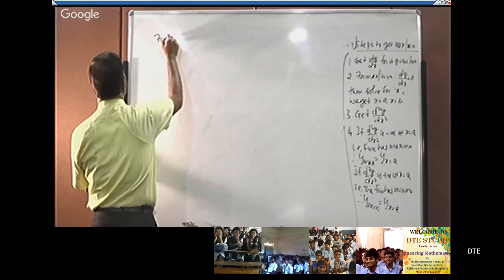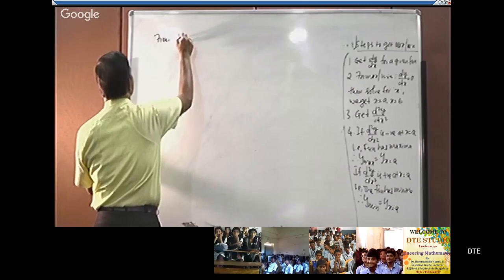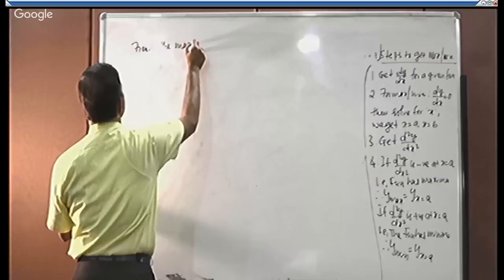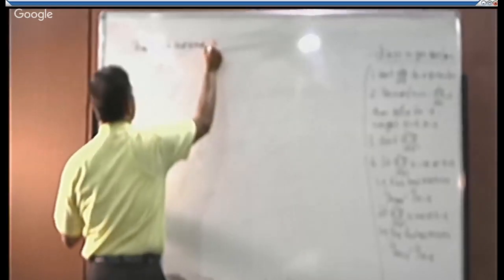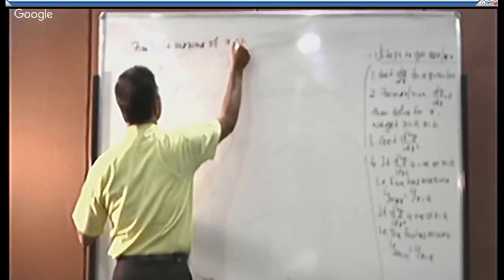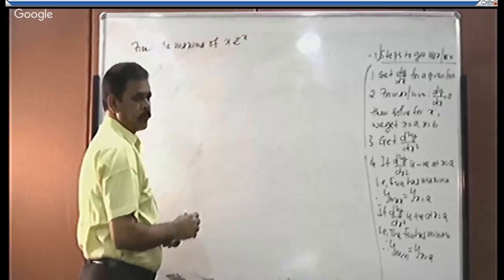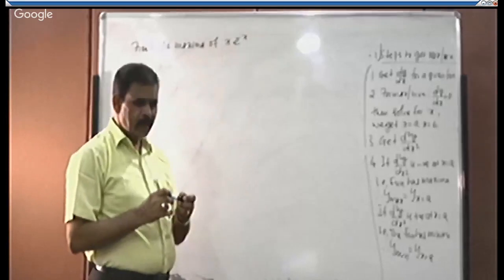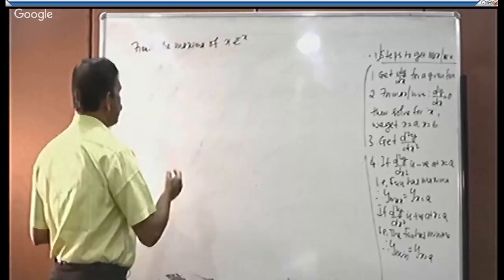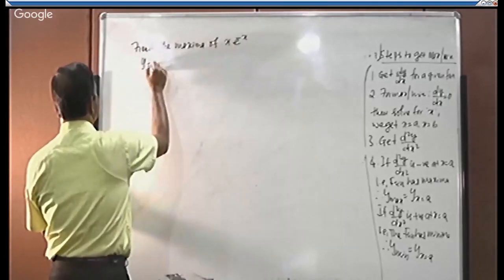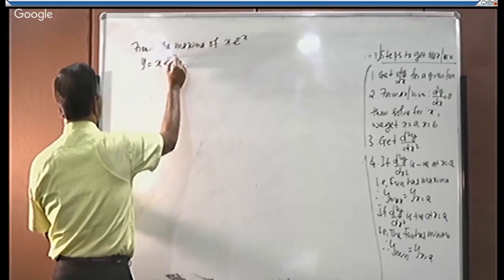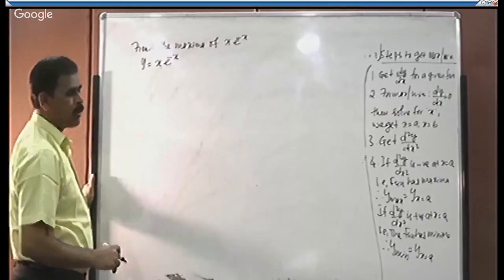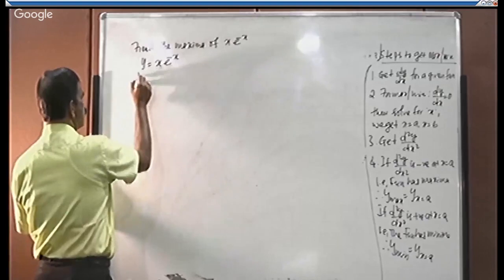Find the maxima of x e to the power of minus x. They will ask you only the maximum value. Take the given function as y. y is equal to x e to the power of minus x. What is the first step? Getting dy by dx.